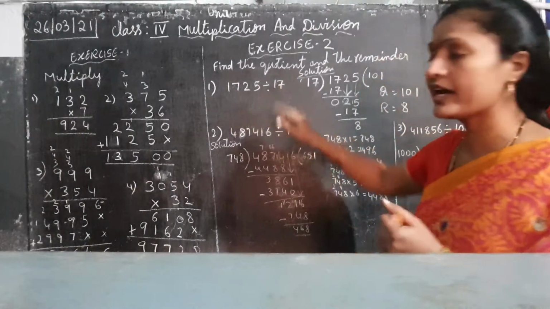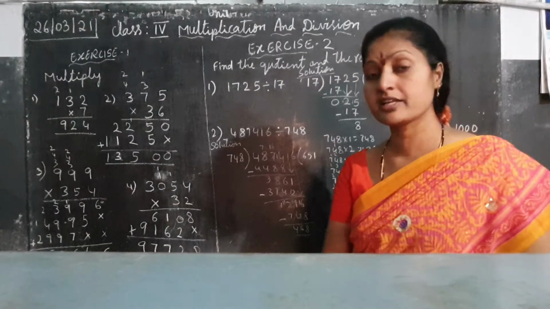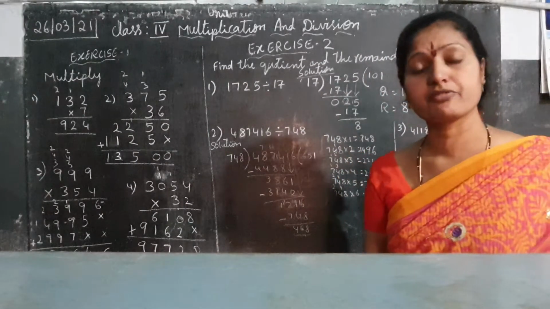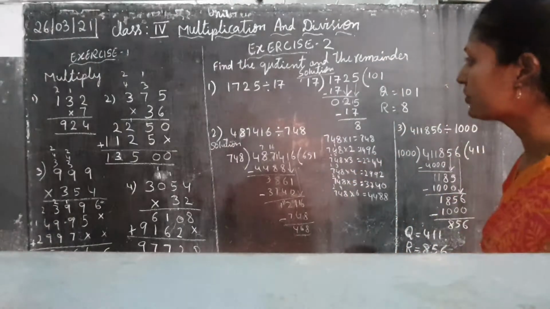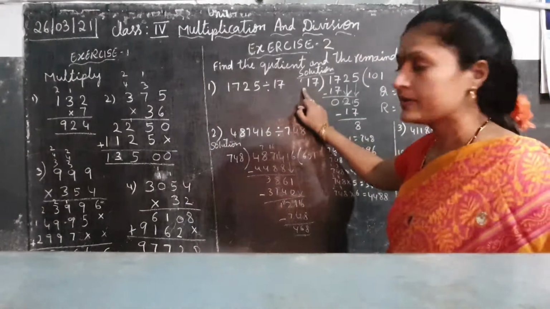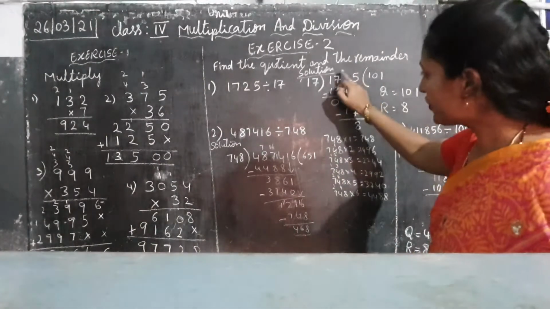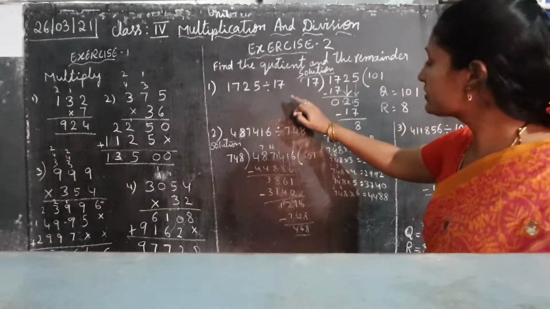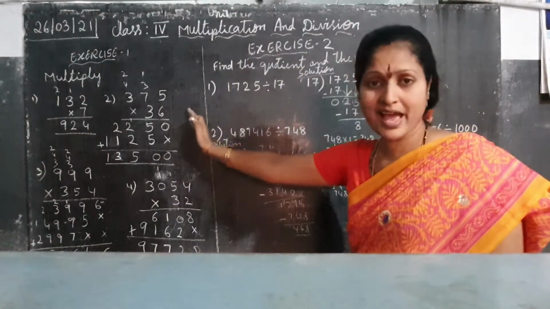1725 divided by 17. The 17 table, here also you have to learn tables perfectly, children. Then only you will get it, otherwise you will not get it. If you are perfect in tables, it will be easy for you. Okay, 17 table is there. 1725 is there. First we have to see only 2 digits. Okay, division always starts from the front.